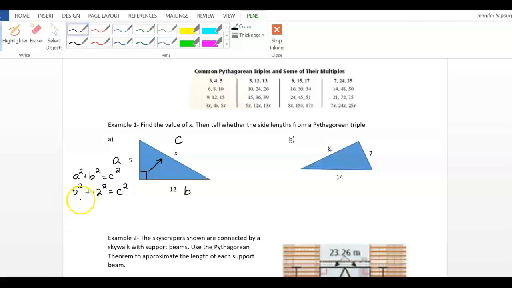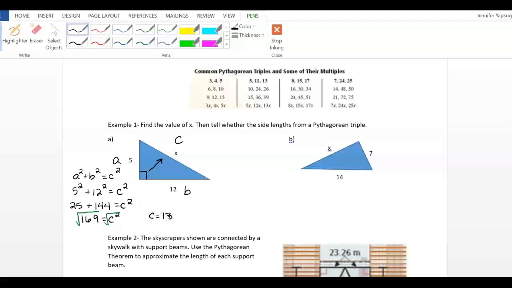So I can go ahead and evaluate this. 5 squared gives me 25, 12 squared gives me 144, and that's equal to C squared. So then I'm going to add these two numbers together, and I get 169 is equal to C squared. So I'm just looking for C, not C squared. To do that, I'm going to need to find the square root of 169 in order to find out what C is equal to. And if I just type that into my calculator, I'll get an answer of C equals 13.